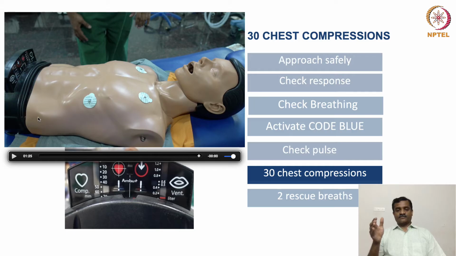So if you see, the compression continues. Compression versus rescue breaths. 30 is to 2. For an adult, it doesn't matter how many people are there, it is 30 is to 2. For a kid under 8, if there are 2 trained rescuers, it is 15 compressions is to 2 rescue breaths. If there is only one person, you are the only one, then it is again 30 is to 2.